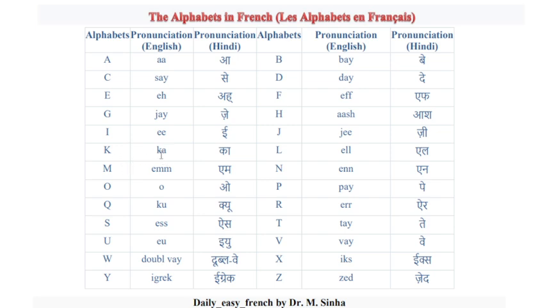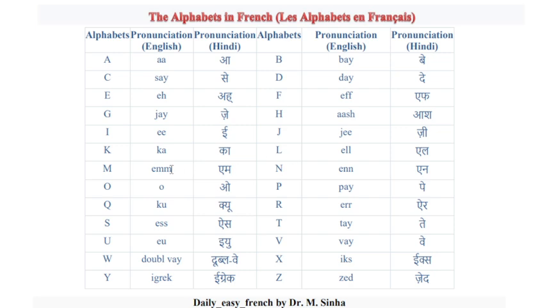Alphabet K. Ka. Repeat again. Ka. Very good. The alphabet L. L. The pronunciation of alphabet L is also same as the pronunciation of the alphabet L in English.